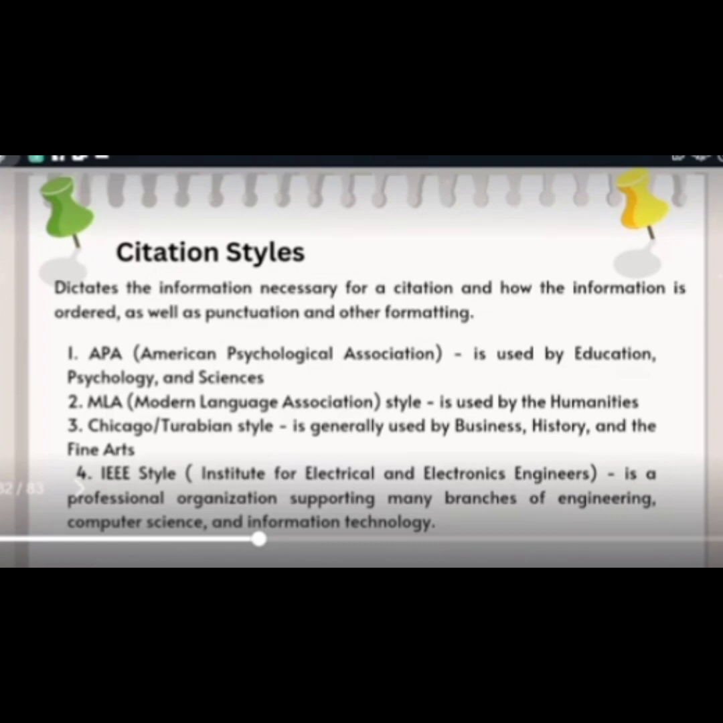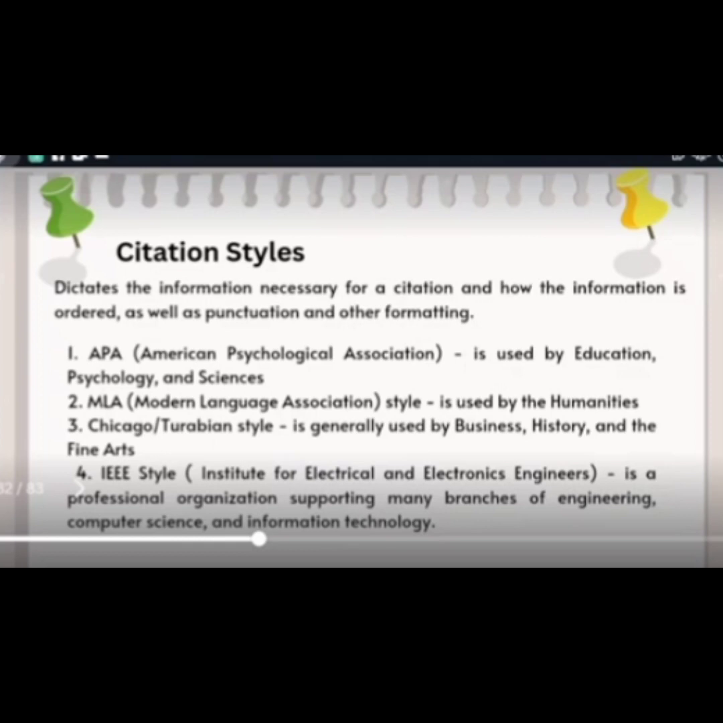So we have number four, IEEE style. So it's the Institute of Electrical and Electronics Engineers. It's a professional organization supporting many branches of engineering, computer science, and information technology. So we can observe here, right, guys, that in different fields of study, they have different styles of citation.